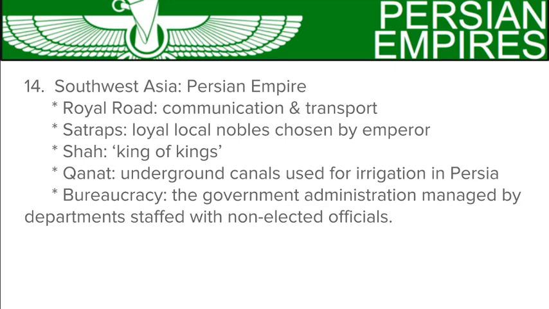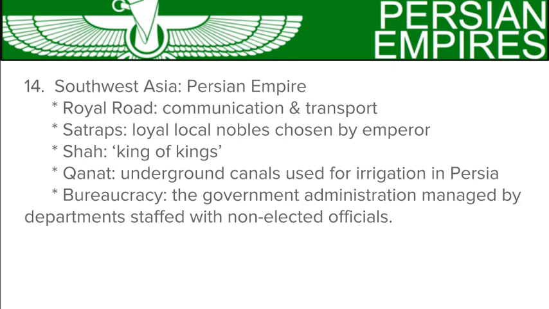So this is what makes the Persian Empire an empire, because it wasn't just Persians living there, because that would be just a kingdom. You had Persians, you had Mesopotamians, you had Egyptians, you had Anatolians, you had a whole bunch of different people living together.